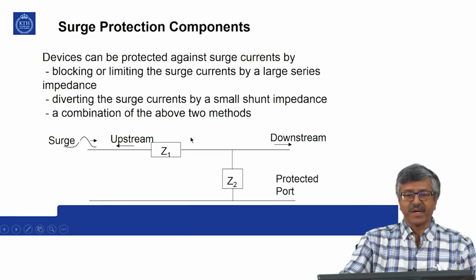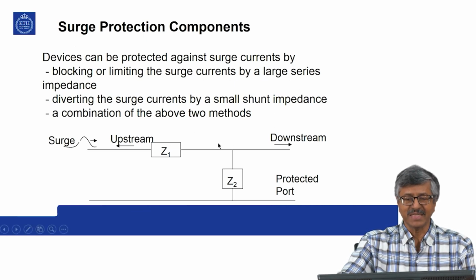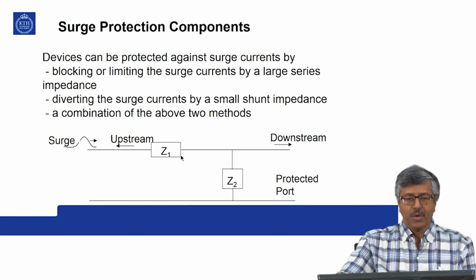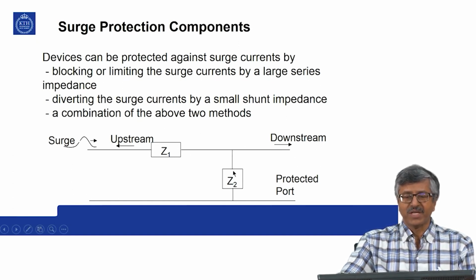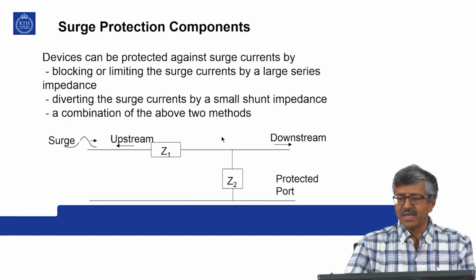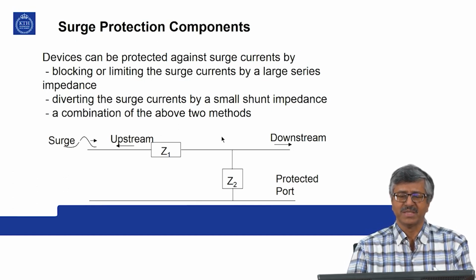So, devices can be protected against surge currents either by blocking or limiting the surge currents by a large series impedance, or by diverting the surge currents by a small shunt impedance, or one can use a combination of both methods. So, while discussing the high frequency behavior of components, we have seen already some components suitable for blocking or diverting.